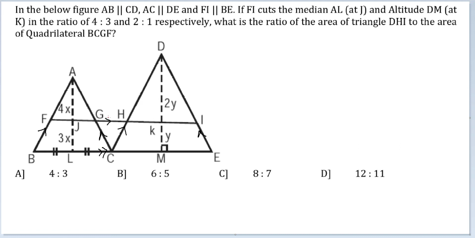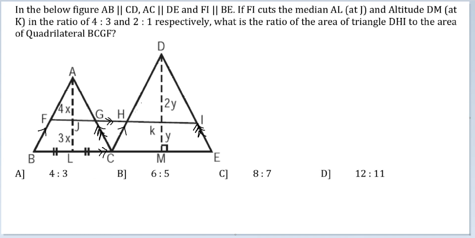Let me put the right symbols. FI cuts the median AL in the ratio 4:3 and 2:1 respectively. What is the ratio of the area of triangle DHI to area of quadrilateral BCGF?